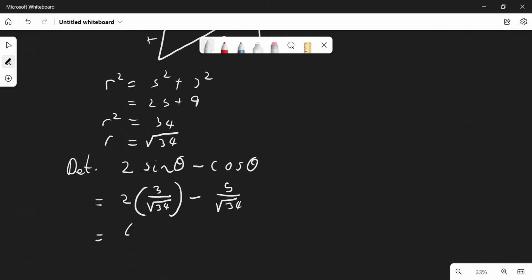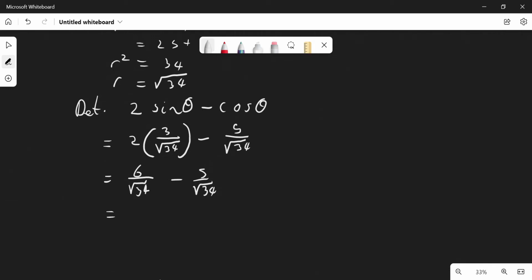Okay, so we solve this question. We're going to have 6 over square root of 34 minus 5 over root 34. Subtracting fractions, that gives us 6 minus 5, which is 1, so 1 over square root of 34. And there is our answer.